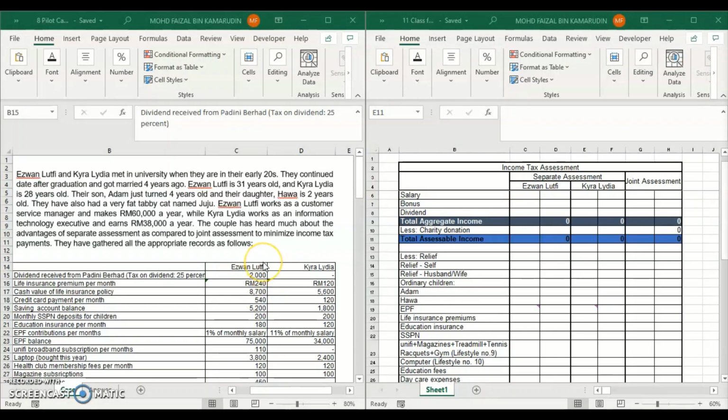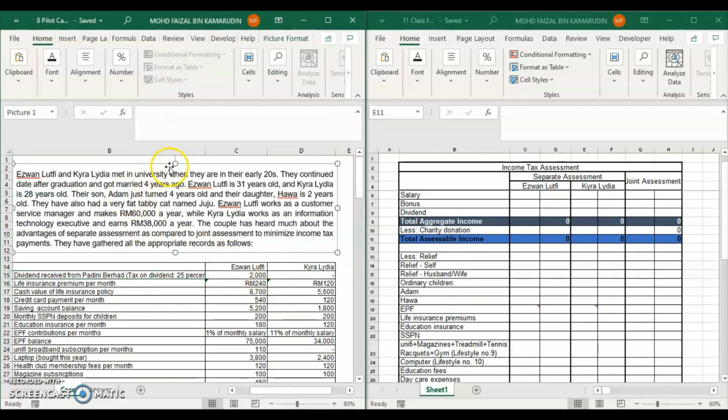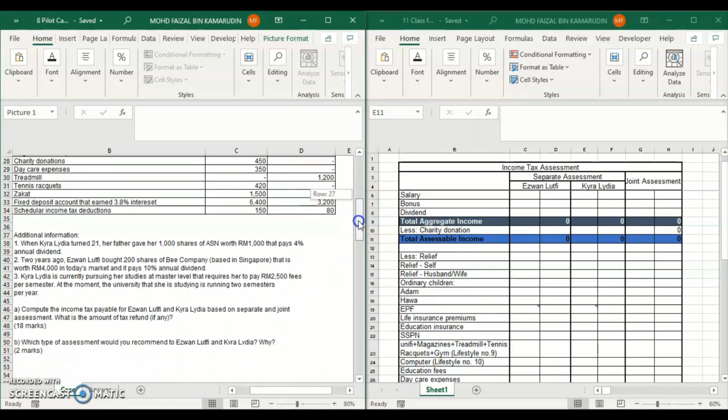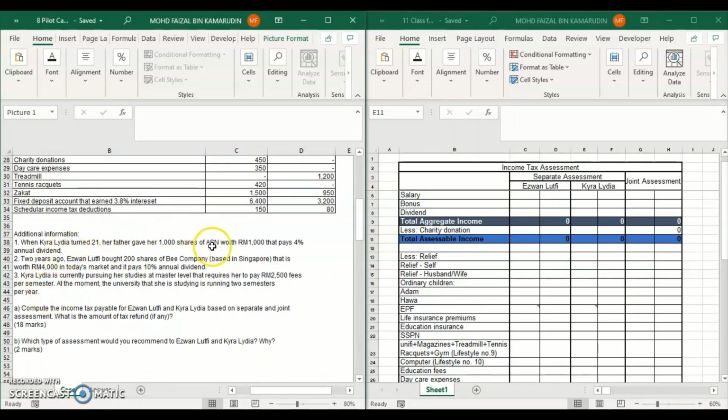Okay, so first thing first, as usual, we have to understand what we want to do. So for that matter, we have to read the question first. Here is the case. We have a married couple, and it is indicated that they have kids. Their income is the item that we will look into one by one. This is some of the additional information which you have to take care of as well.